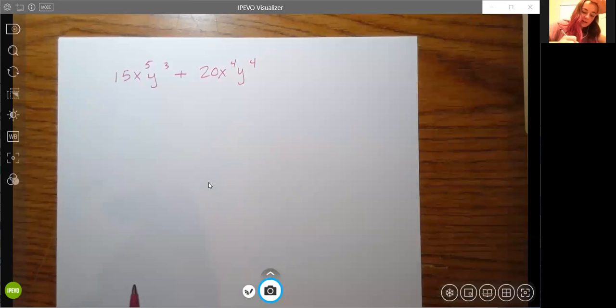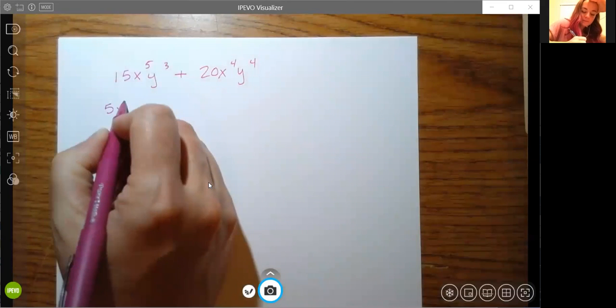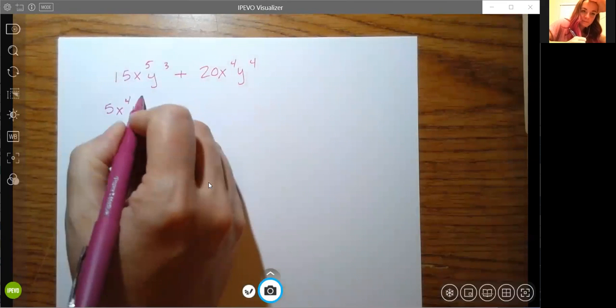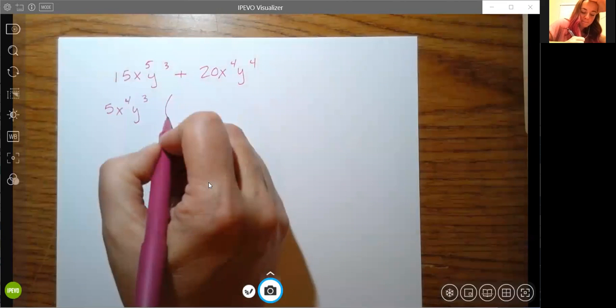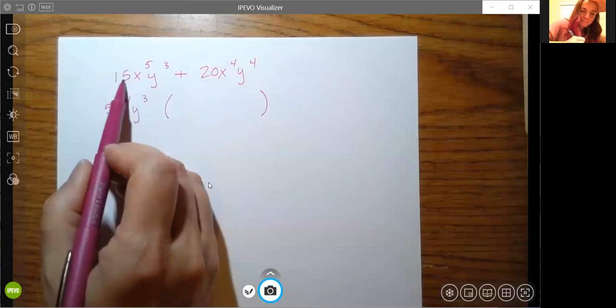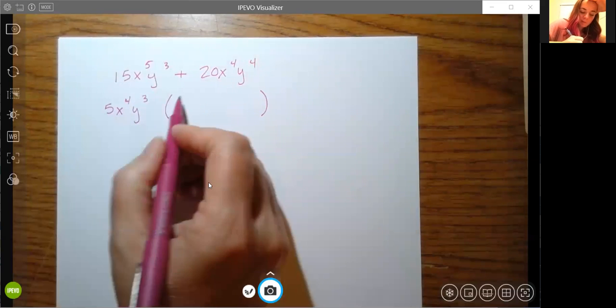There's a 5x to the 4th, y to the 3rd in all of them. Biggest we can get out? 4th, y to the 3rd, right? Yeah. Okay. When we pull that out, then we are dividing what's left. And right here, the number 15 divided by the 5 is going to be 3.